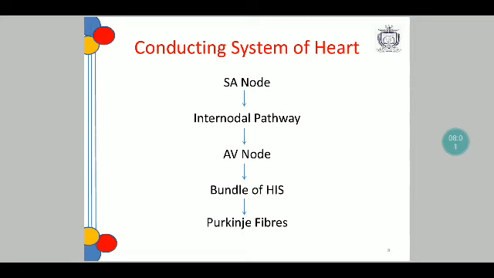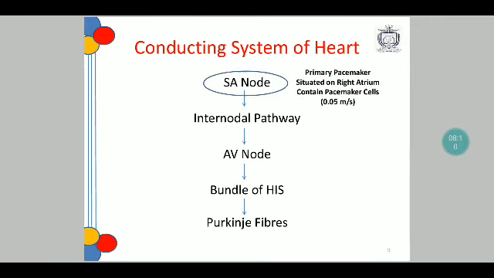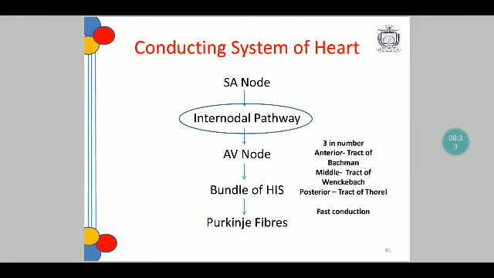Now, till now I was talking about the SA node. The SA node is where the origin of the electrical impulses occurs. And schematically, if you do see, from the SA node it comes to the internodal pathway. The SA node is a primary pacemaker which is situated upon the right atrium, which contains pacemaker cells. The velocity of the impulse here is 0.05 meter per second. So it is quite fast, and considering the size of the myocardium, it ensures that the electrical impulse is transmitted almost instantly. Now, from the SA node, it comes to the internodal pathway.